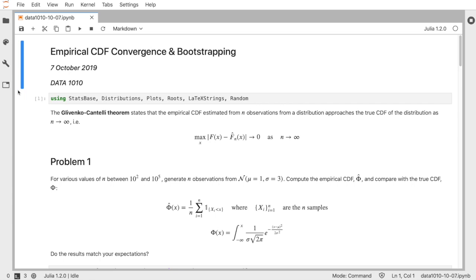Welcome. The topics for today are convergence of empirical cumulative distribution functions and bootstrapping.